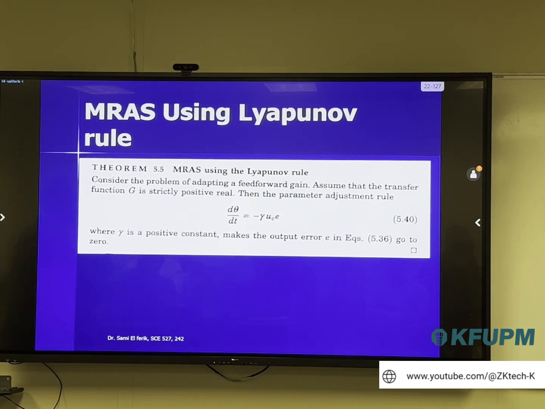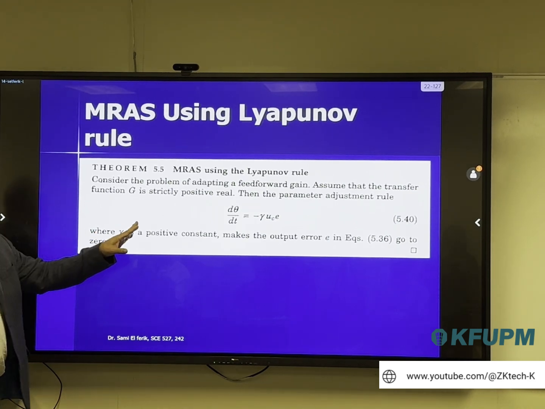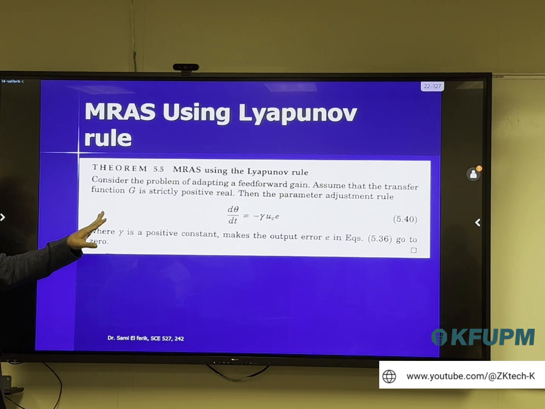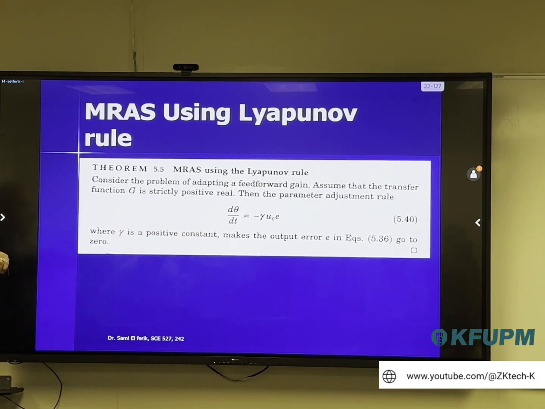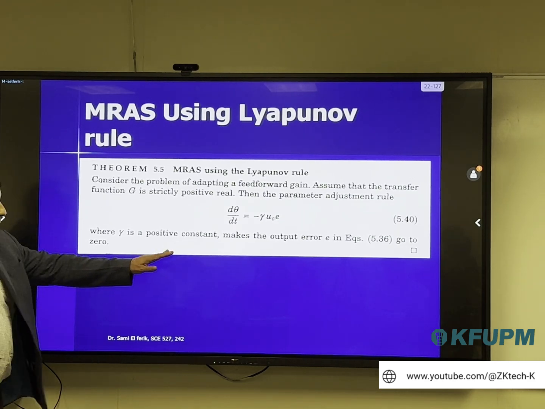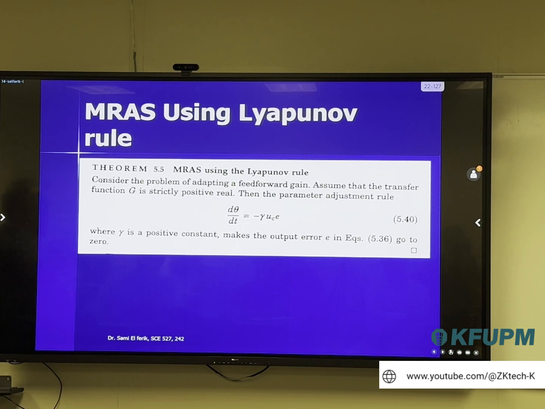Okay, so I can use the approach. All right, so this is the model reference adaptive system using the Lyapunov rule. Consider the problem of adapting the feed-forward gain. We are still talking only about feed-forward gain, which is the simplest issue that we are looking at. Assume that the transfer function G is strictly positive real, then the parameter adjustment rule, derivative of theta with respect to time equal to minus gamma uc multiplied by e, where gamma is positive, will make the output error in equation 5 go to 0. So the system will be stable, will converge to 0.